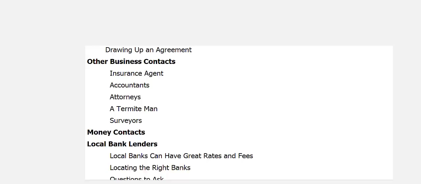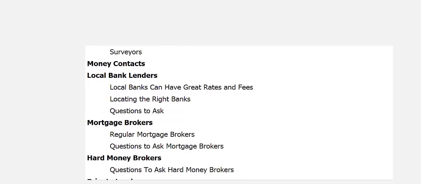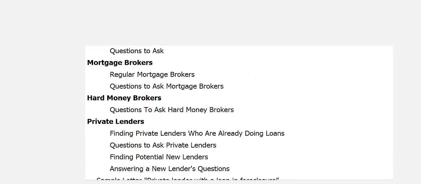Money contacts. Local bank lenders. Local banks can have great rates and fees. Locating the right banks. Questions to ask. Then mortgage brokers, regular mortgage brokers, questions to ask mortgage brokers. Hard money brokers, questions to ask hard money brokers.